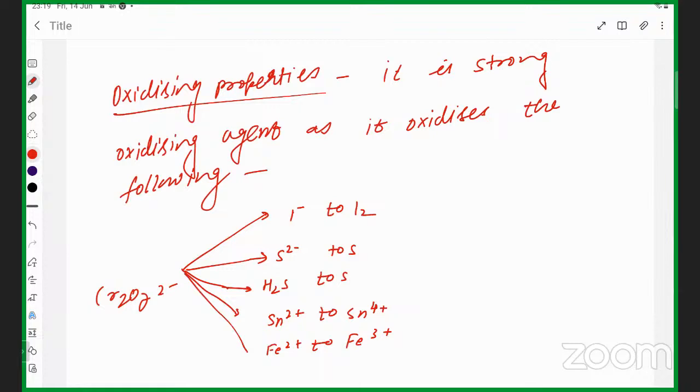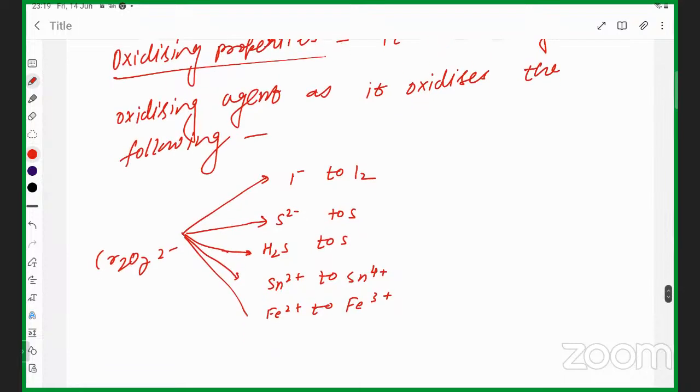Getting? Yes, sir. When it oxidizes, it will itself get reduced. Itself reduced into Cr3+.